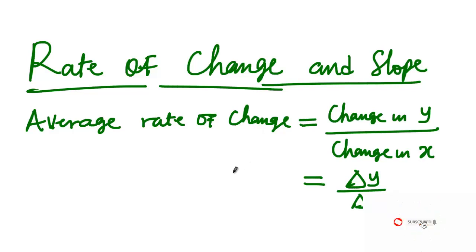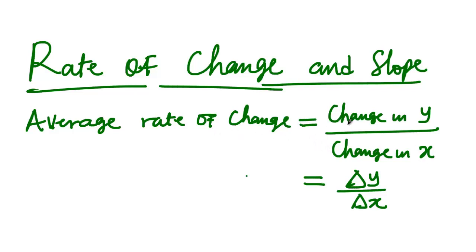So in this video, we want to look at rate of change and slope. Even though both of them have a relationship, they are not the same. But I'll be expressing rate of change with respect to y and x. So what is average rate of change?